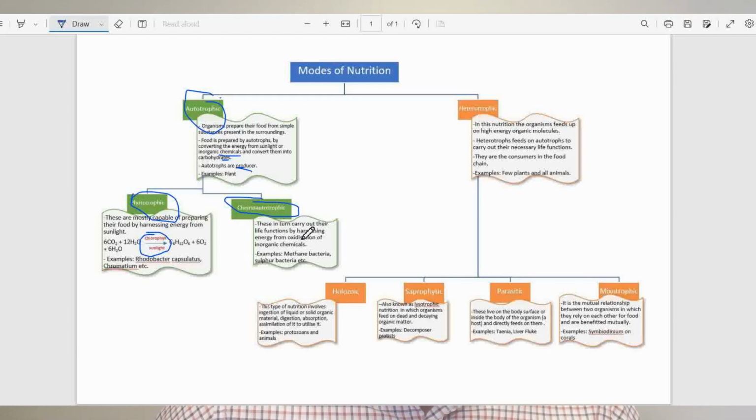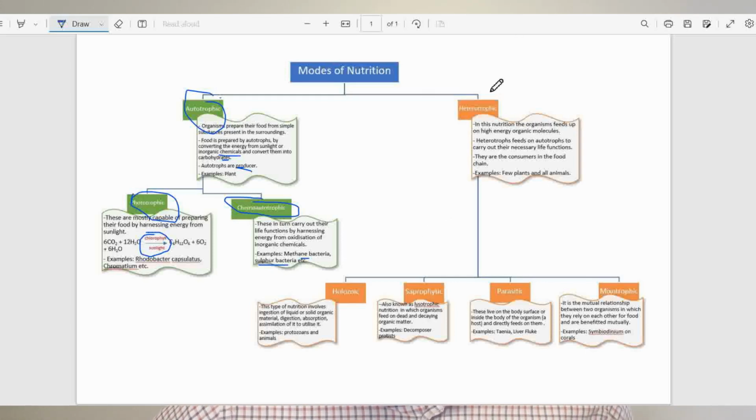And for chemoautotroph, the source of energy for their own production of food is from the oxidation of chemicals in their environment. For example, you have methane bacteria, and also you have sulfur bacteria. These bacteria can produce carbohydrate from sulfur, and also for methane bacteria, they can produce carbohydrate from methane.